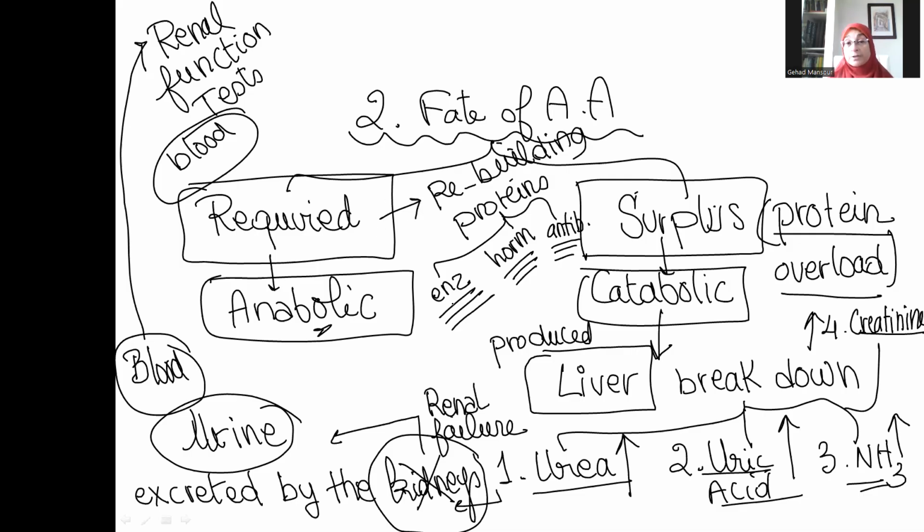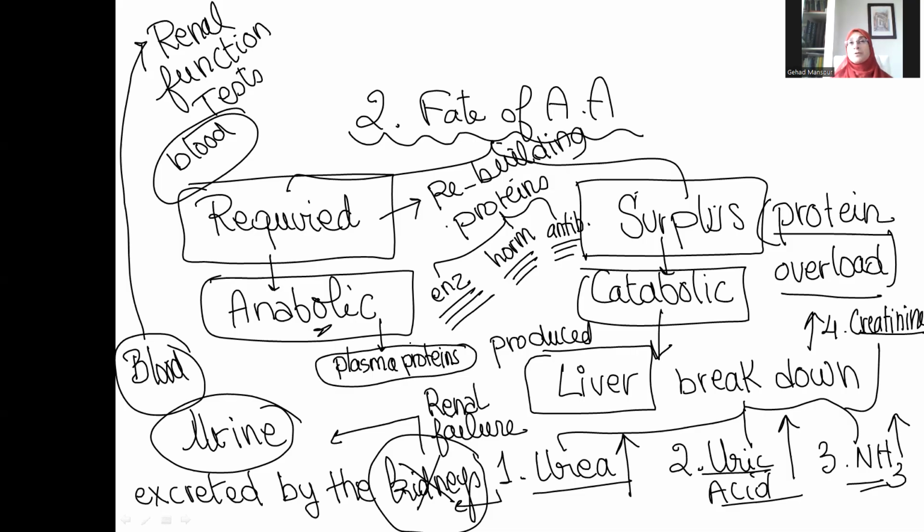The liver in particular rebuilds a specific type of proteins, which are called plasma proteins. And these are the proteins that circulate in the plasma, and they are very important for immunity. They are very important for blood clotting. So this is the fate of the amino acid.